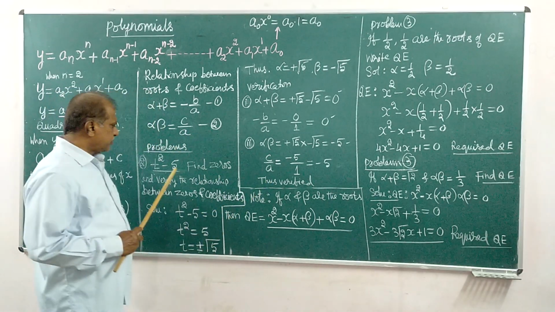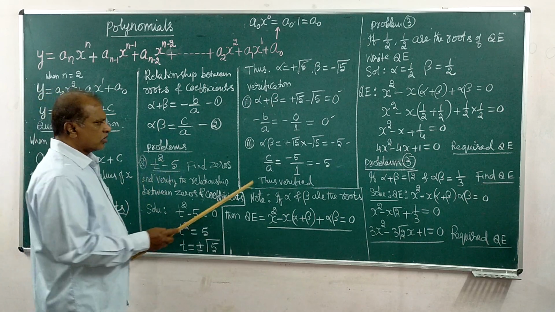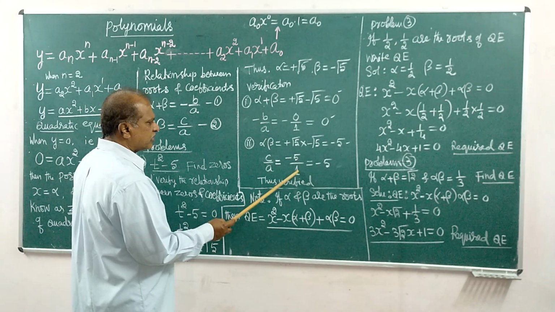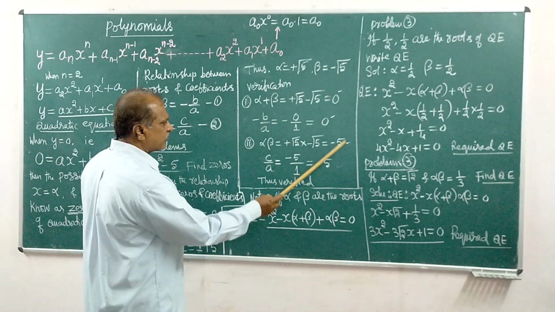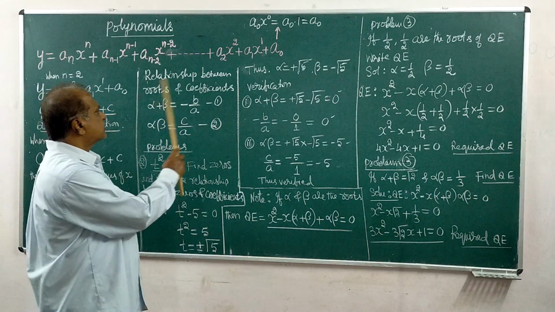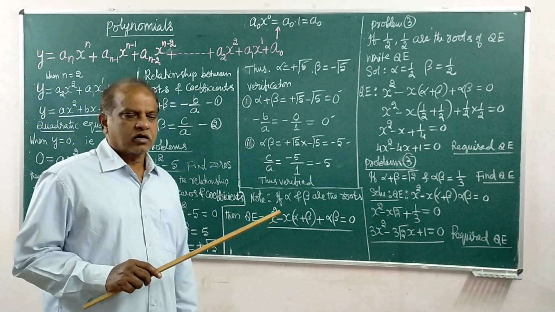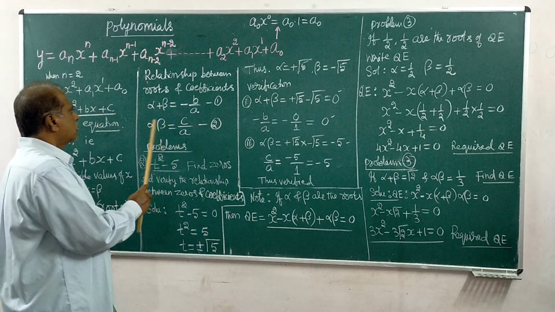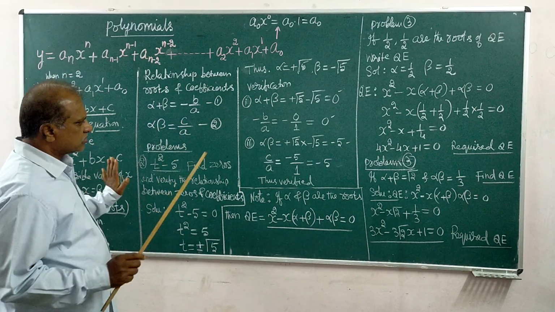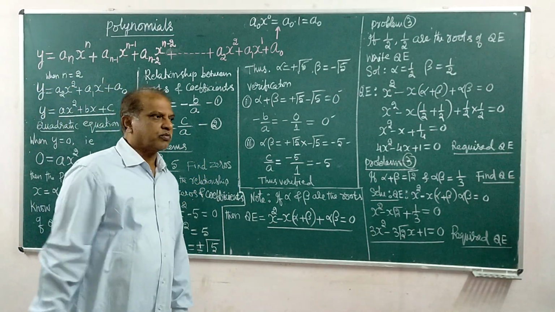Here c is minus 5, the constant. a is 1. c by a is minus 5 by 1, which is minus 5. And the product of the roots is also minus 5. This is also verified. So the relationship is verified. We have found the roots of the quadratic equation, and the relationship between them is verified. This is the solution of this problem.